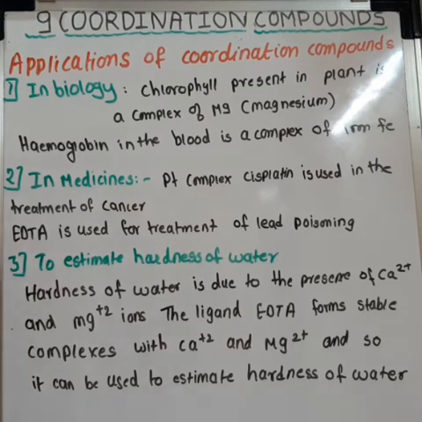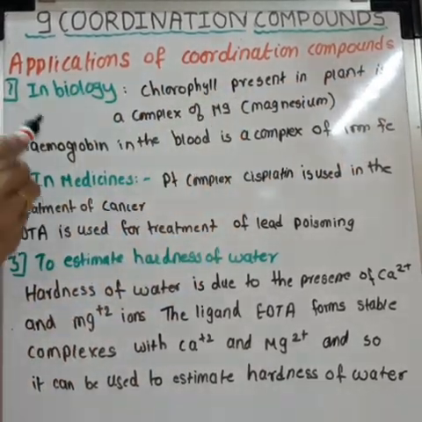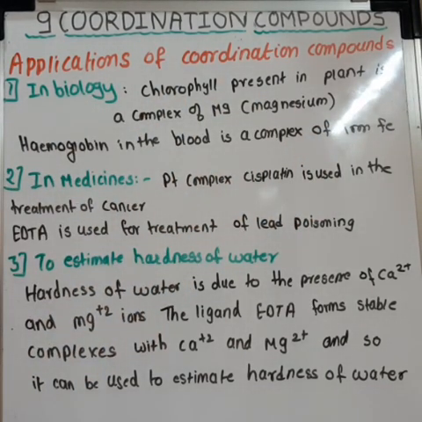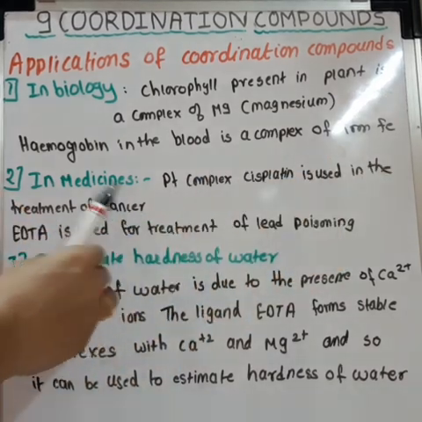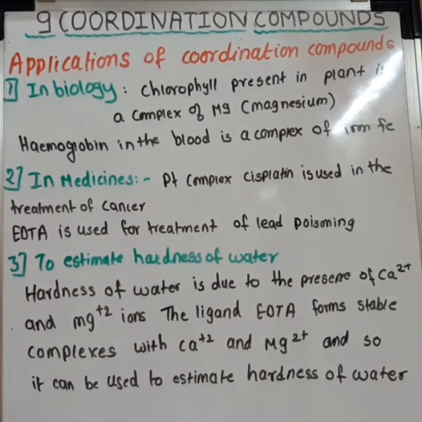Applications of coordination compounds. First one, in biology. There are a number of biologically important natural compounds made up of metal complexes. For example, chlorophyll present in plants is a complex of magnesium. Hemoglobin in the blood is a complex of iron. It is widely used in medicines also. The platinum complex cisplatin is used in the treatment of cancer. EDTA is used for the treatment of lead poisoning.